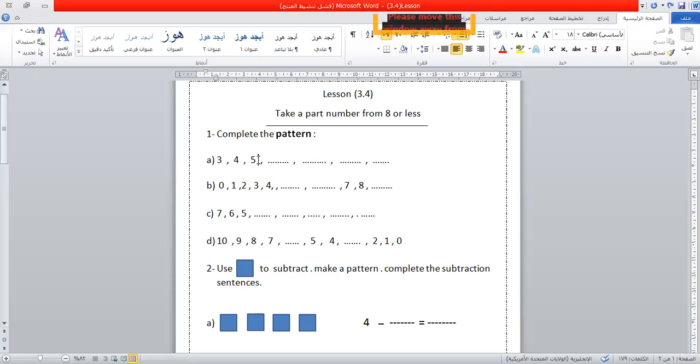Okay, can you tell me, here when I add 1 to 5, the number here will be what? Yes, we can count on: 3, 4, 5. After 5 will be 6. After 6 will be 7. After 7 will be 8. After 8 will be 9.